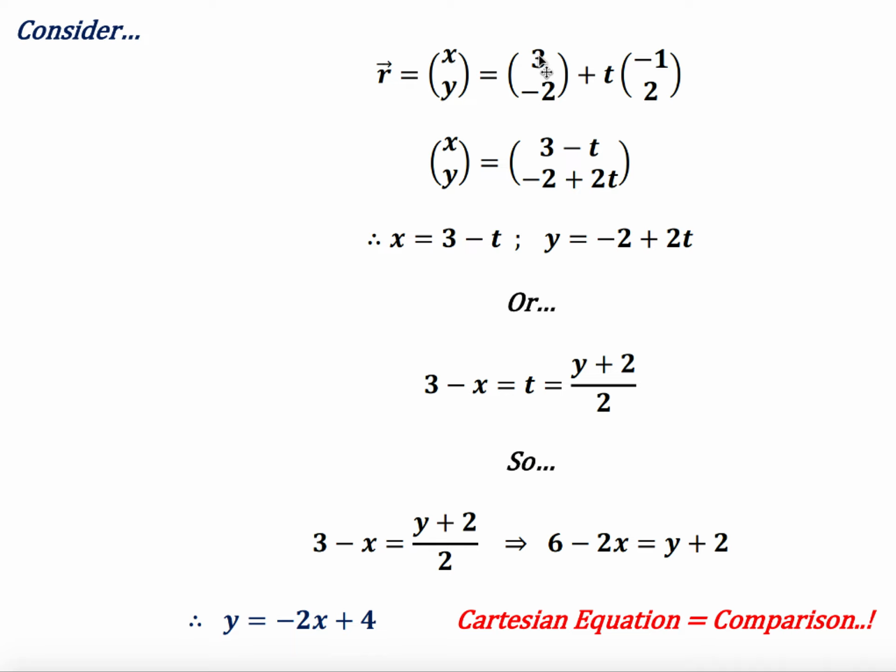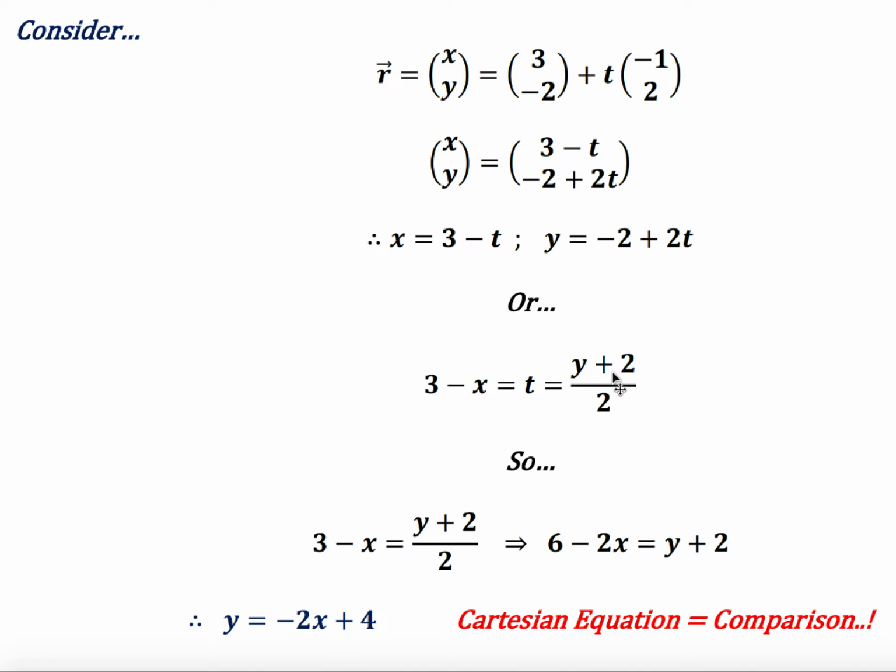So we could say 3 plus -1 times t, -2 plus 2 times t. So it looks like x is equal to 3 minus t. It looks like y is equal to -2 plus 2t. So what we can do here is we can solve for t in terms of x. That's right here. So if you just bring -t over and x over, t is equal to 3 minus x. And if you isolate t here in terms of y, you'll be adding this across. You've got y plus 2 divided by the 2.